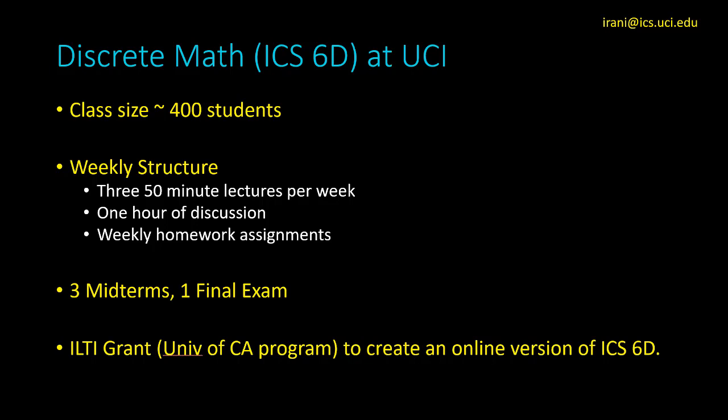Let me first tell you a little bit about the discrete math class at UCI. These are big classes. We typically teach about 400 plus students per course, and we do this every quarter. The course has a weekly structure, pretty traditional for a math class: three 50-minute lectures per week, one hour of discussion with smaller groups, and when I say smaller, I mean about 100 students or so. There are weekly written homework assignments that the students turn in. We use GradeScope for grading and management of the assignments.